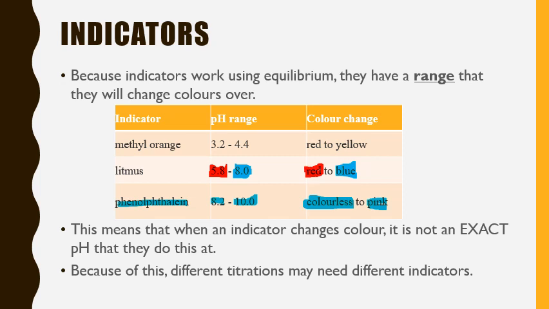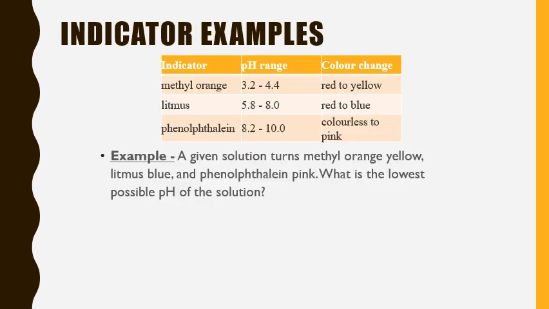Methyl orange, 3.2 or less, it would be red. 4.4 or greater, it would be yellow. So we can use this to help us find some qualitative pH ranges for substances.